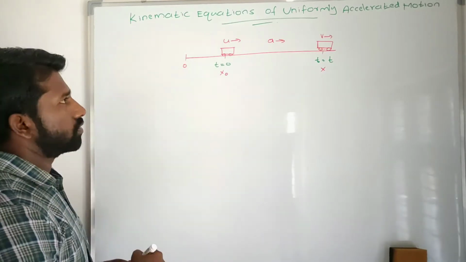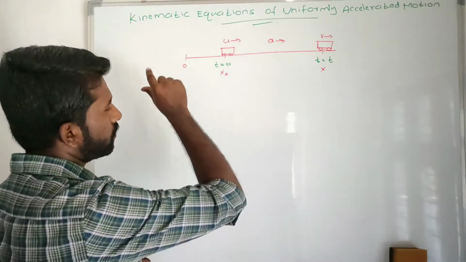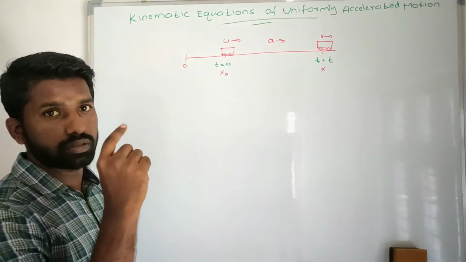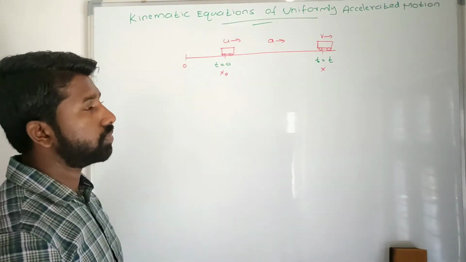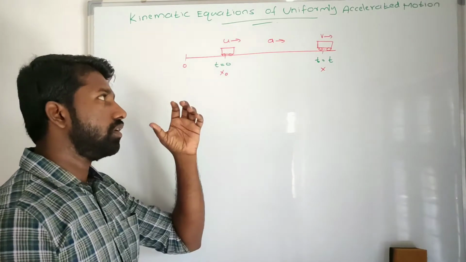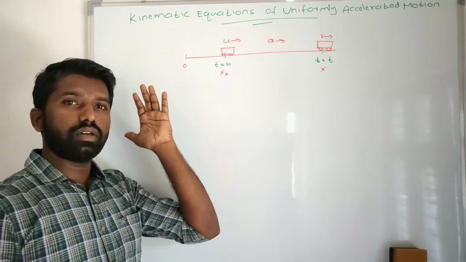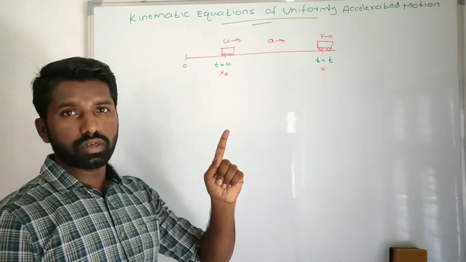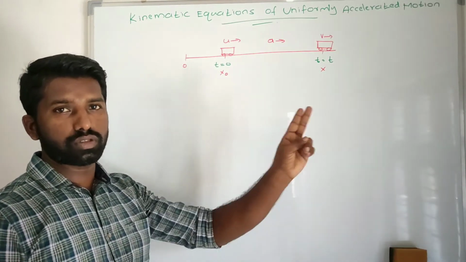Here, this body is moving in a straight line and the acceleration is constant. Two things are important, and only then can we derive these equations: the acceleration must be constant, and the body must be moving in a straight line.